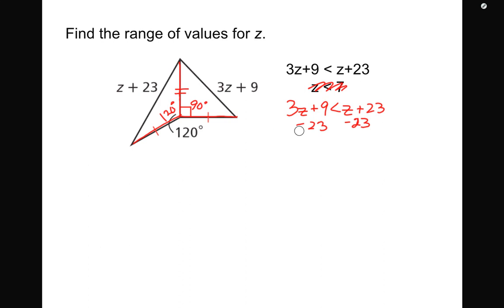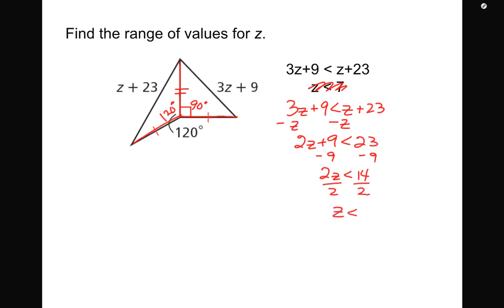Actually, I probably would not have started with that. Let me go back. I think I would have subtracted z, to get 2z plus 9 is less than 23. Then subtract 9 and divide. I'm only dividing by a positive 2, so I don't have to reverse the inequality. Okay, so that's where I got the z is less than 7.